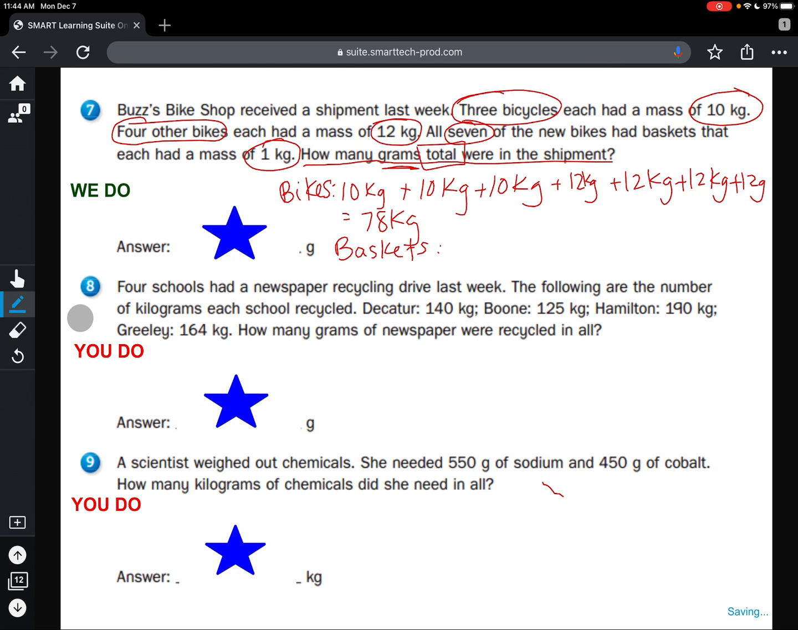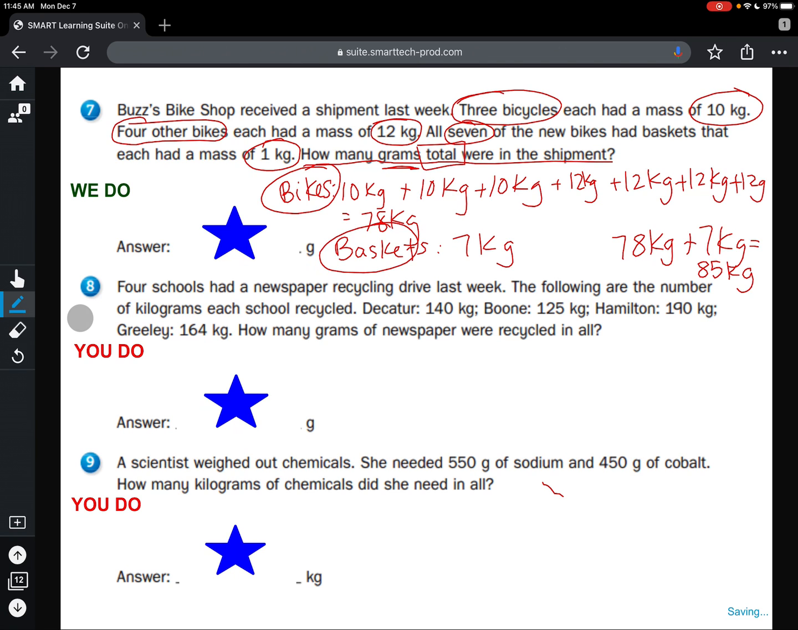So the baskets, it says all 7 of the new bikes had a mass of 1 kilogram. So it's 1 kilogram plus 1 kilogram plus 1 kilogram plus 1 kilogram plus 1 kilogram plus 1 kilogram, or 7 times 1 kilogram, which will give me 7 kilograms. So then when I do my bikes plus my baskets, I'm going to have 78 kilograms plus 7 kilograms, which gives me 85 kilograms.